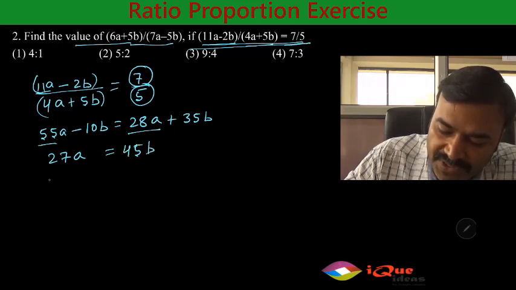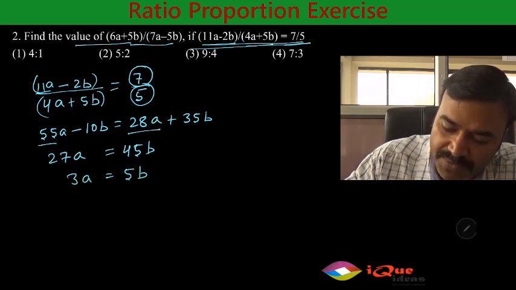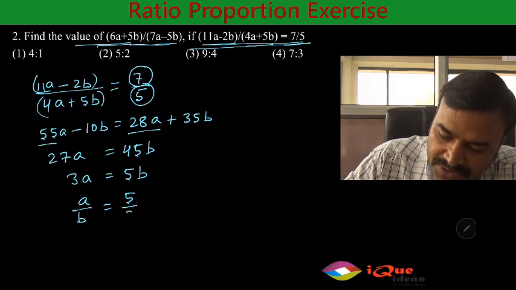So clearly from here we can see 9 cancels 27 3 times, so 3a equal to, 9 cancels 45 5 times, so 3a equal to 5b. Alright, so here we get a upon b is equal to 5 upon 3. Fantastic. Now what is the question asking?